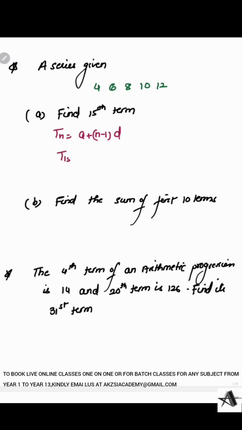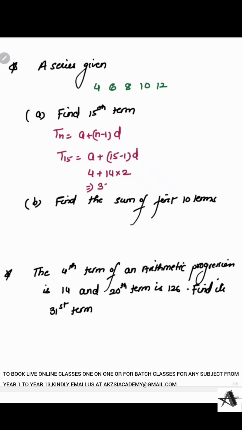So T15 will be A plus 15 minus 1 times D. A is the first term, that is 4, and D is the common difference. That means the next term minus the previous term. Always do the next term minus the previous term. That will give you the common difference by which you are adding, which is 2. So the first term is 4 plus 14 into 2.